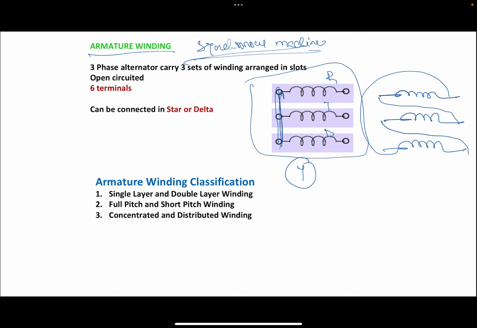Inside, the 3-phase windings will be there. The way we connect can decide whether it's a star connection or delta connection. The manufacturer is giving us the option to decide whether the winding has to be in star connection or delta connection. So here armature winding can be classified in several types: single layer winding, double layer winding, full pitched winding, short pitched winding, concentrated winding.